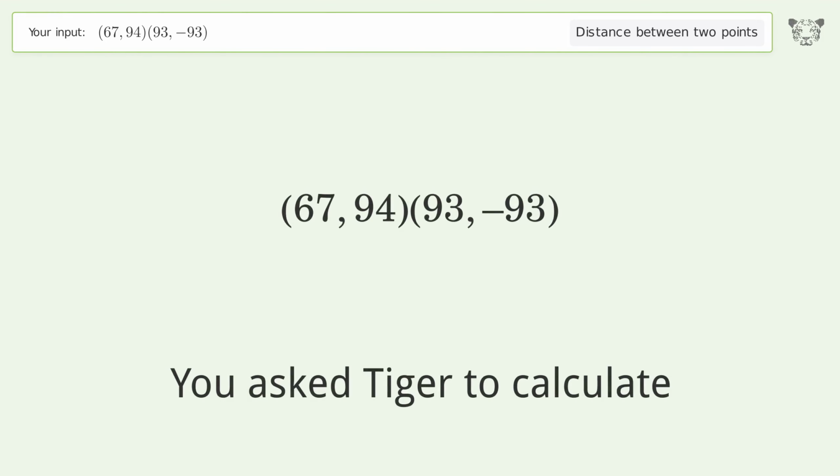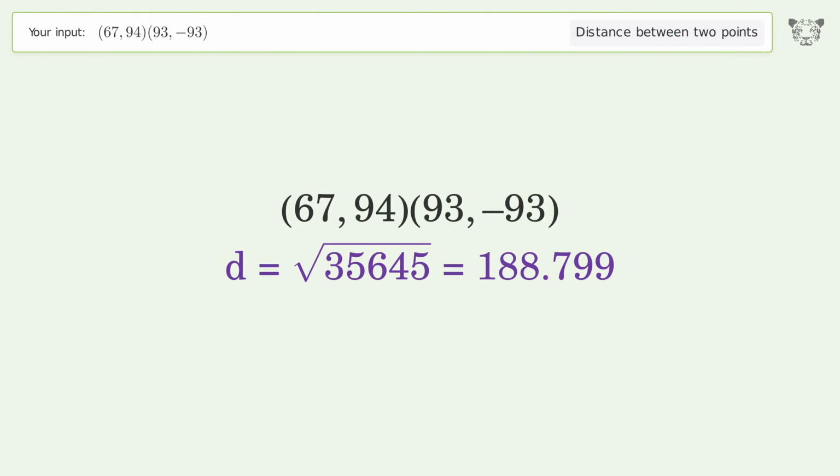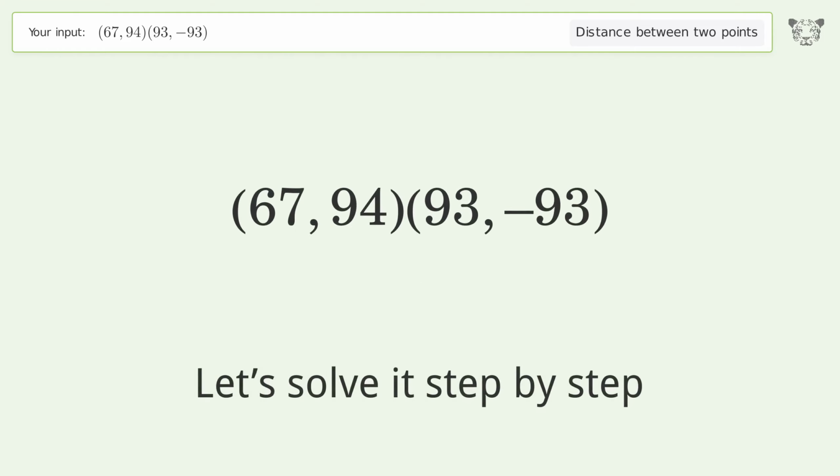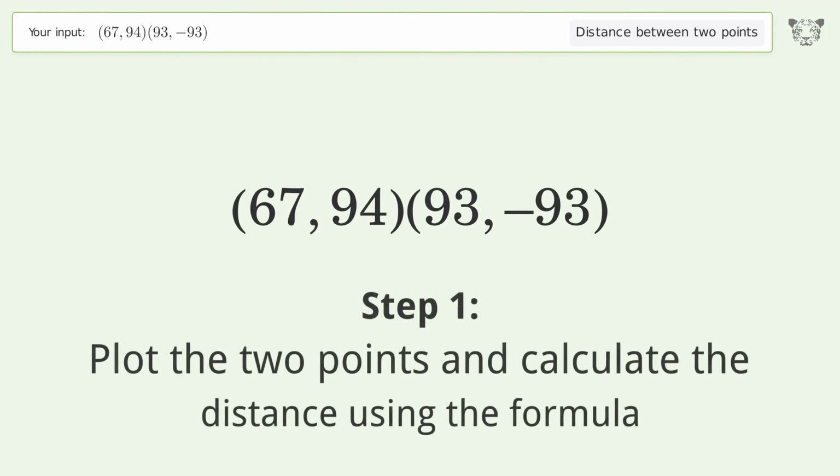You ask Tiger to calculate. This deals with the distance between 2 points. The distance between the 2 points is the square root of 35,645, or 188.799. Let's solve it step by step. Plot the 2 points and calculate the distance using the formula.